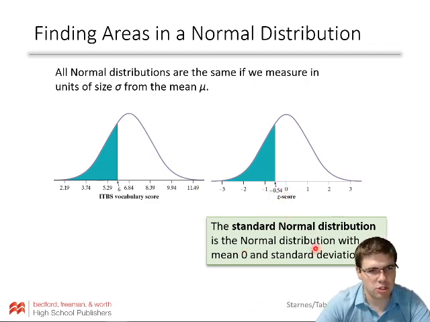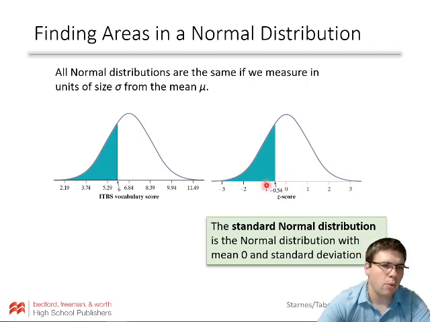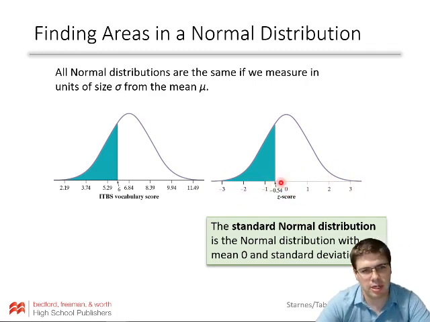So the standard normal distribution is the normal distribution with a mean of 0 and a standard deviation of 1, and it's basically just showing z-scores. 1, 2, 3 standard deviations above the mean, 1, 2, 3 standard deviations below the mean, and everything in between.